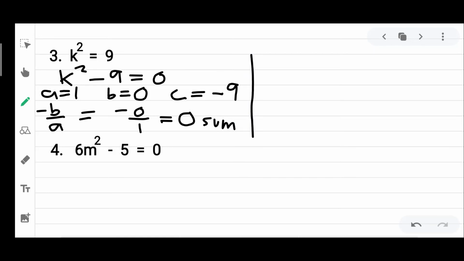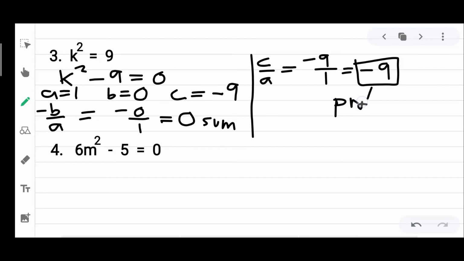Okay, so paano naman yung product of the roots? So gagamit tayo ng formula, which is c over a. Ang value ng c natin dito is negative 9, while yung value naman ng a natin is 1. So negative 9 divide 1, the answer is negative 9. And this is the product of the roots for this equation.